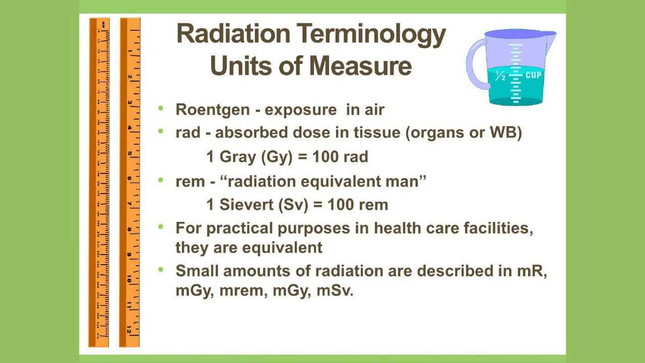Small amounts of radiation are described in milliroentgen, milligray, millirem, millisievert. So we'll see those terms used more frequently than grays and sieverts. Those are a lot of radiation. And it makes more sense to use a smaller unit, such as a milligray, to describe medical radiation exposure in dose.